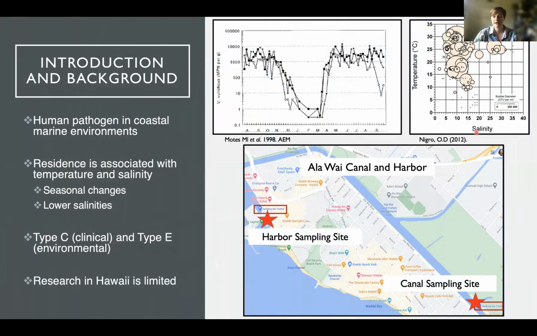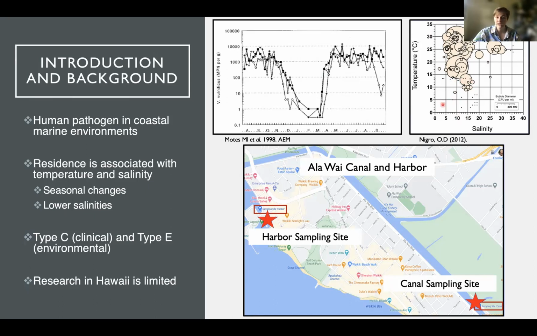And the graph over here on the right is a bubble plot showing the relation between temperature and salinity. So Vibrio vulnificus really resides in this salinity of 5 to 15. For reference, freshwater has a salinity of 0 and ocean water has a salinity around 35. So this bubble plot is showing that at lower salinity and higher temperature, there is a lot more Vibrio vulnificus, but there's a lot of variation even within those temperature and salinity ranges on any given day. The diameter of the bubble is related to CFUs per milliliter.